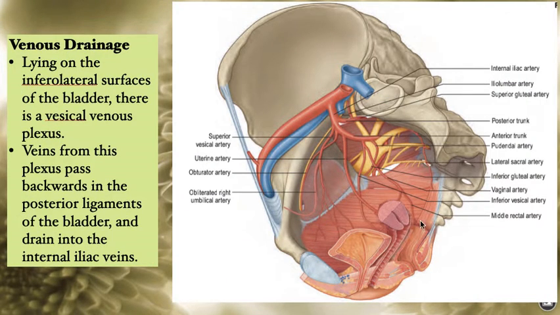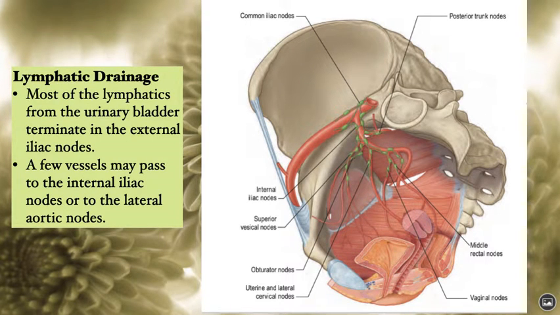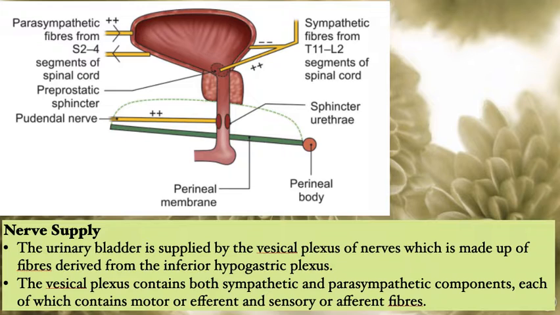The venous drainage. Lying on the inferolateral surfaces of the bladder, we have the vesical venous plexus. Veins from this plexus pass backward in the posterior ligament of the bladder and drain into the internal iliac veins. Lymphatic drainage. Most of the lymphatics from the urinary bladder terminate in the external iliac nodes. Few vessels pass to the internal iliac nodes or to the lateral aortic nodes.